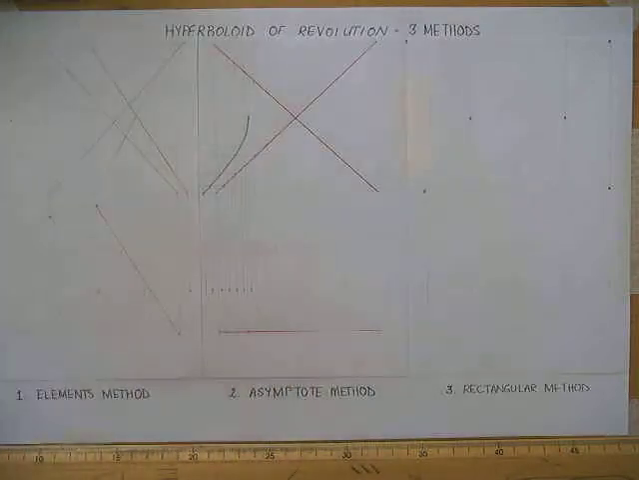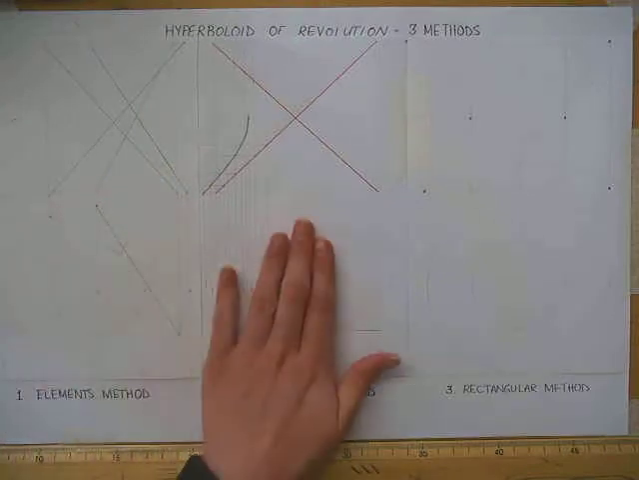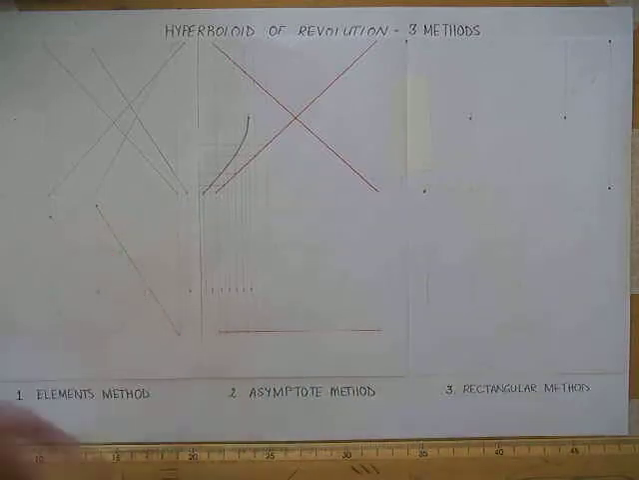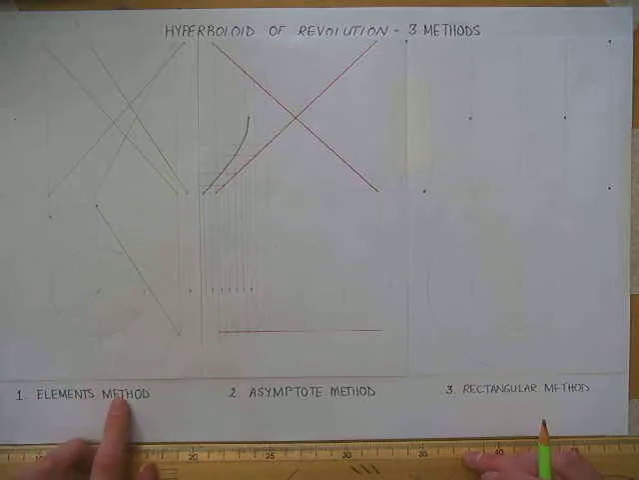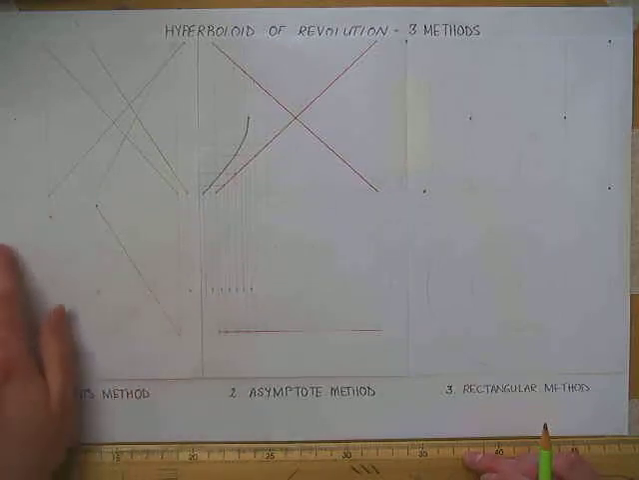So I've just set up my page, and I've drawn the base circle and the throat circle for each of the 3 methods. Now I know I've started a few of these, but we'll continue them on anyways. For the elements method, what you're going to do is divide up your circle into 12 spaces using your 30-60 set squares.